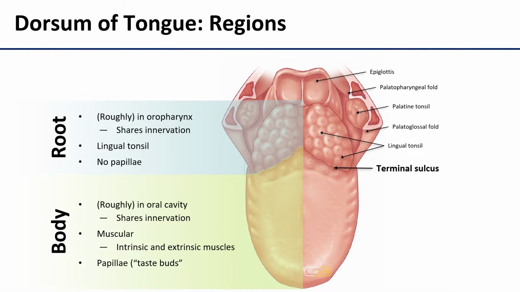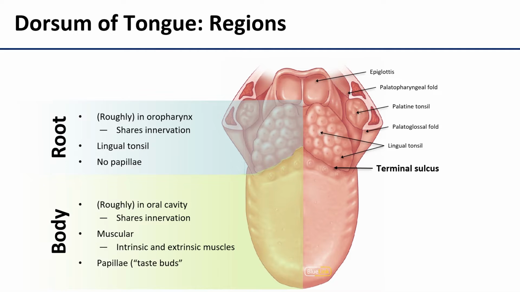So we're going to use that terminal sulcus to divide the tongue up into the lingual root and the lingual body. The root of the tongue sits roughly in the oropharynx, and because of this, it's going to follow the pattern of sensory innervation for the oropharynx. It doesn't have any sensory papillae, it doesn't have any taste buds or touch papillae, but it does have a very rugose appearance. That comes from the lingual tonsil, which is a mass of lymphatic nodules that cover its dorsal surface. This is part of a larger lymphatic ring in the pharynx that we'll talk about more in future sessions. For right now, it's enough to just understand that it's there.